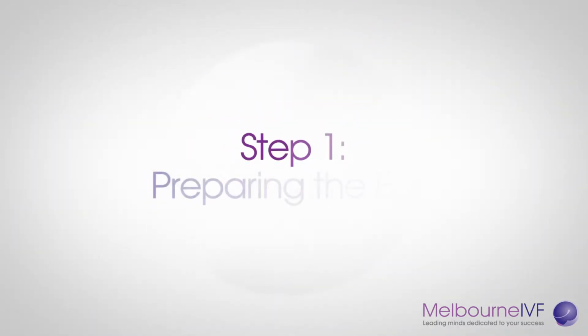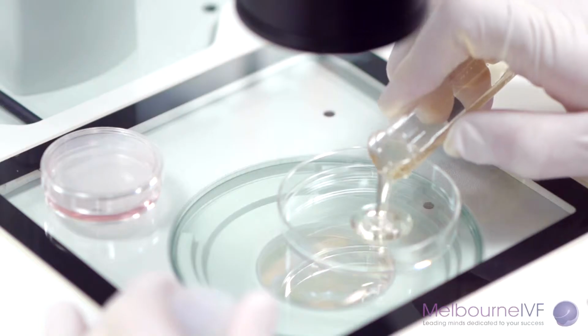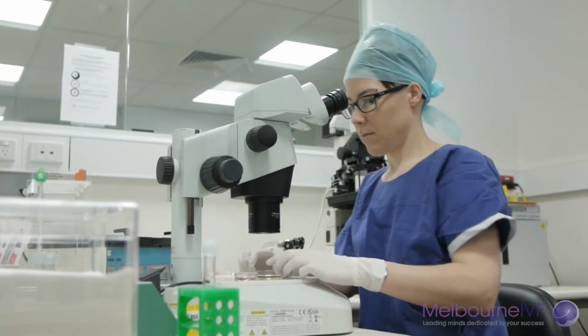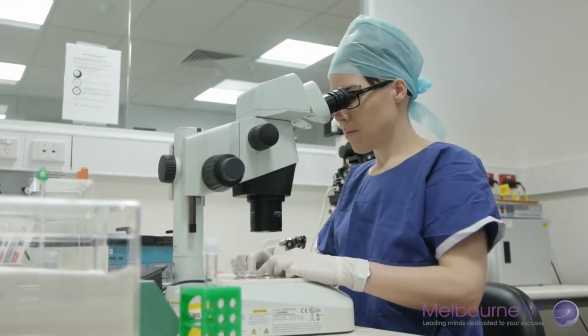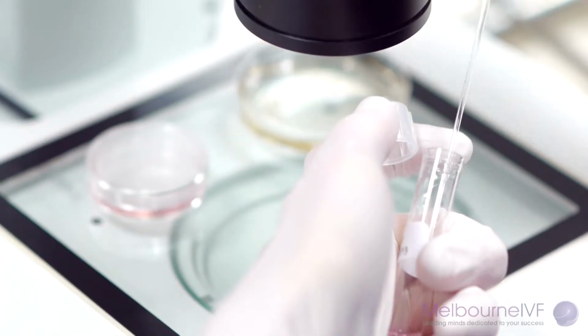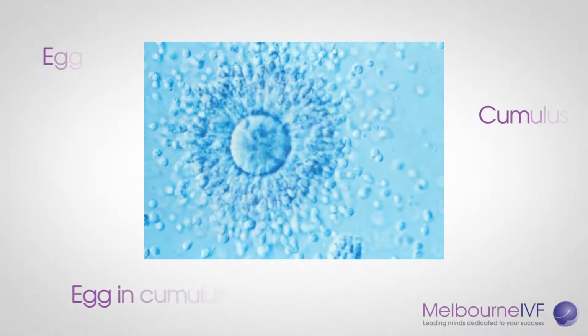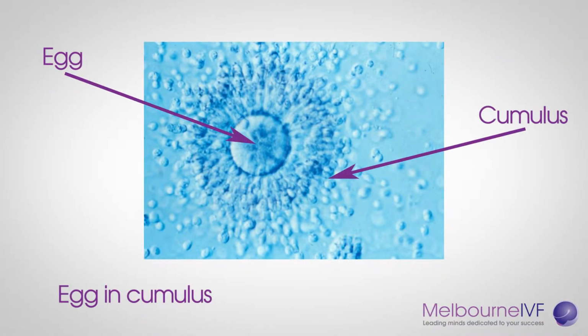Step 1. Preparing the egg. For the egg collection, fluid from the ovary called follicular fluid is removed and examined by the embryologist, who isolates the mature eggs, only about 1/10 of a millimetre in diameter. The embryologist identifies the eggs by a large mass of cells and material called cumulus, which surrounds the egg during ovulation.